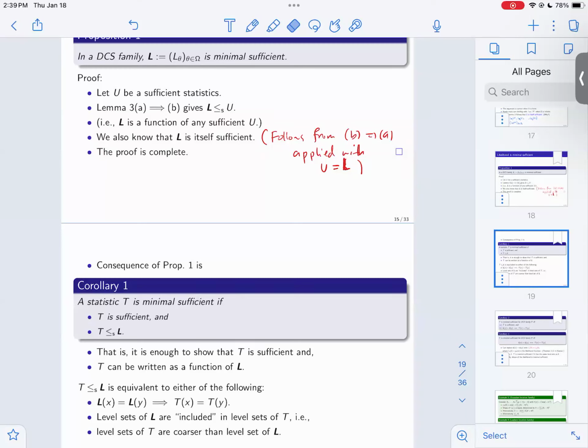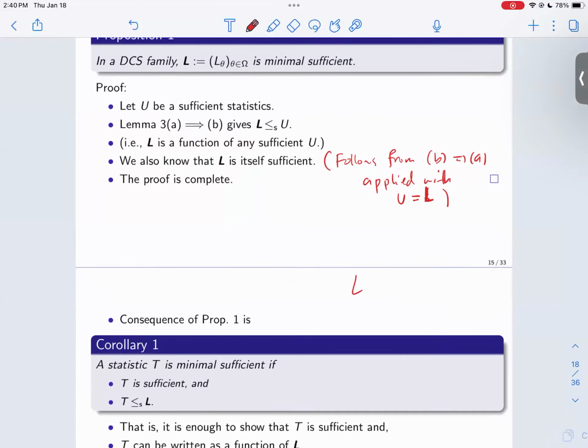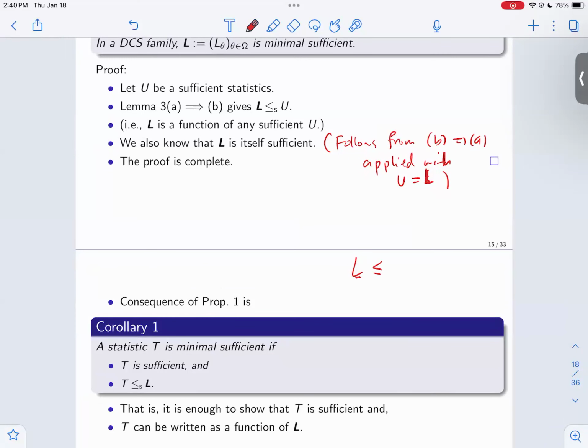So L is at the bottom of the hierarchy. L is a function of any sufficient statistic candidate U. If T is supposed to be a function of any sufficient statistic, it has to be a function of L itself, because L is also sufficient. So T is going to be a function of L, but L is a function of U, so T is going to be a function of U as well. So this is enough. It's necessary and sufficient for T to be a function of any other sufficient statistic.